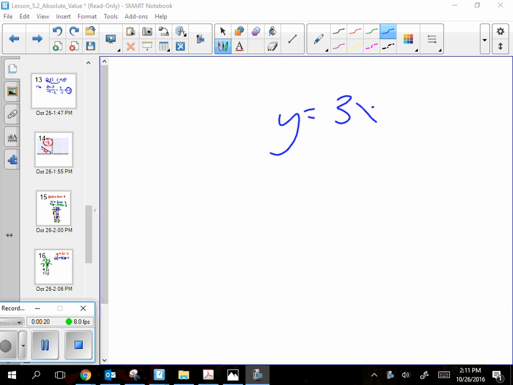Y equals 3x plus 2. That's your equation. Who knows where to find the slope?